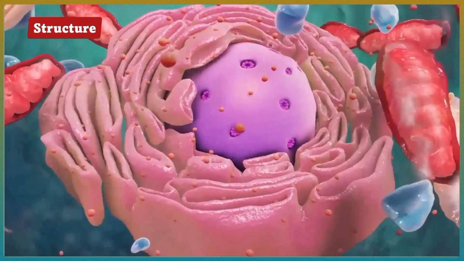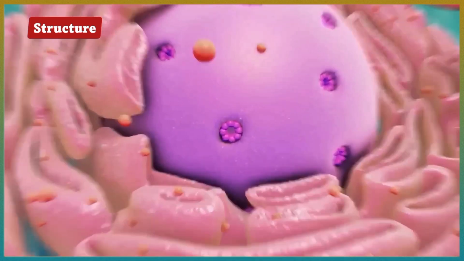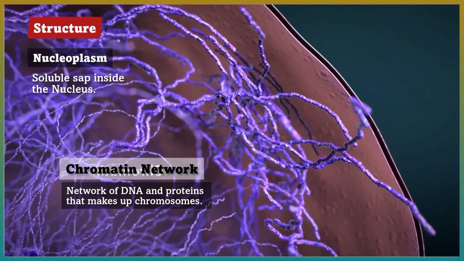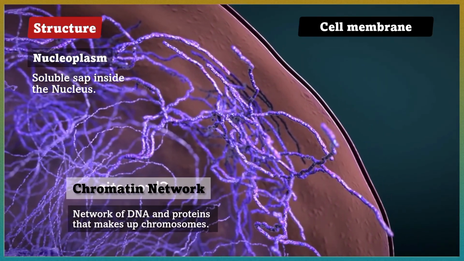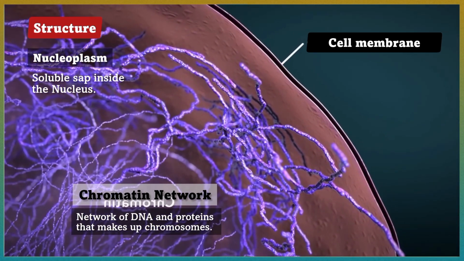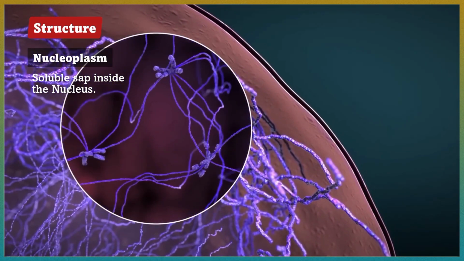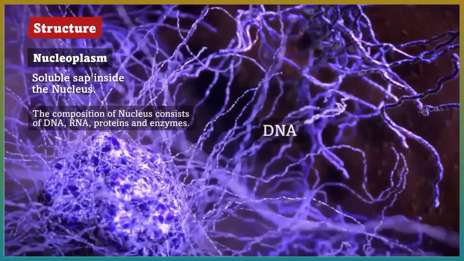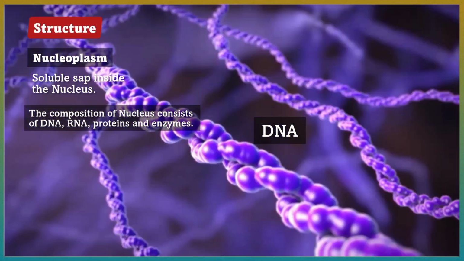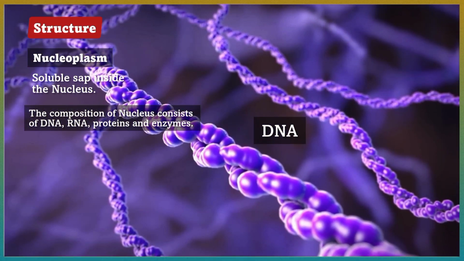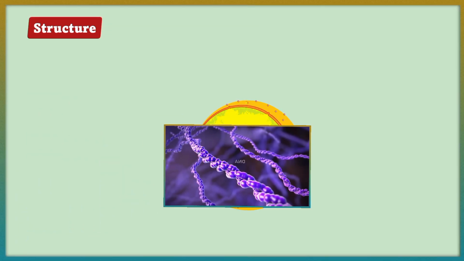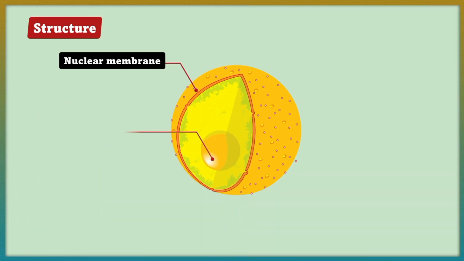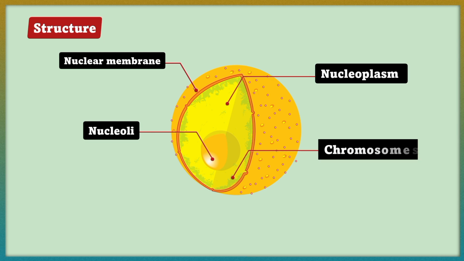It contains chromatin network and soluble sap called nucleoplasm. In dividing cells, the nucleus disappears and the chromatin material in it is replaced by chromosomes. The hereditary material is in the form of chromosomes, which control all the activities of the cell. DNA, RNA and proteins including enzymes form the chemical composition of the nucleus. Nucleus consists of nuclear membrane, nucleoli, nucleoplasm and chromosomes.